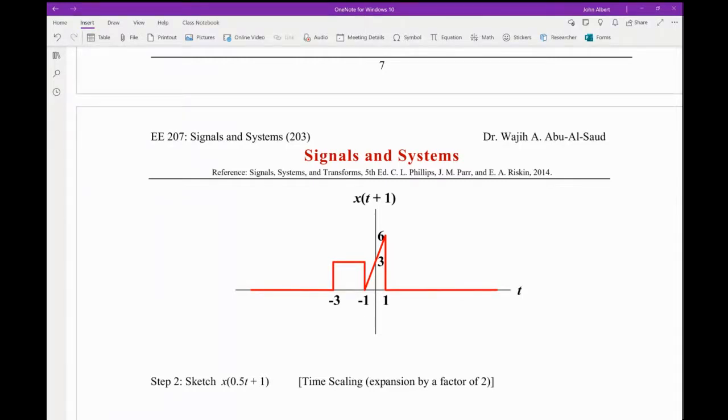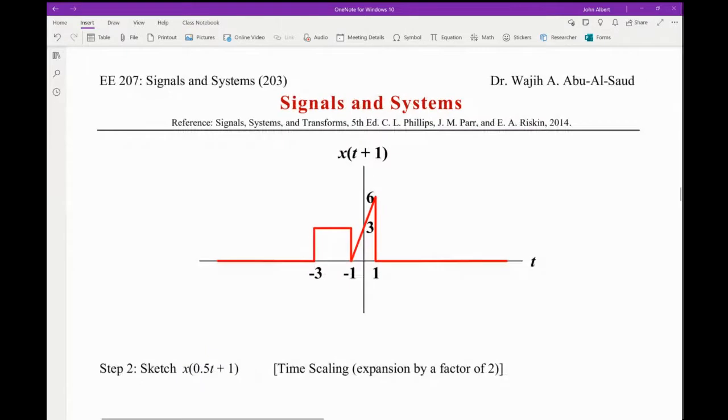Okay, so I have done the shifting. Now I need to go 1 step further. What does that step further do? I'm doing in here the time compression or time expansion, let's say the time scaling. And then at the last stage will be the time reversal. So what are we doing here?